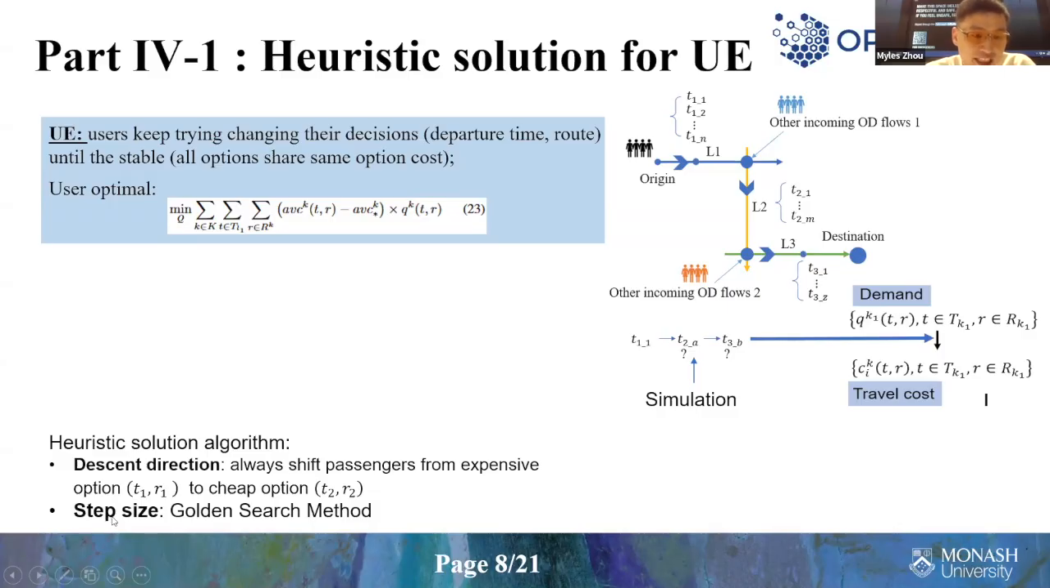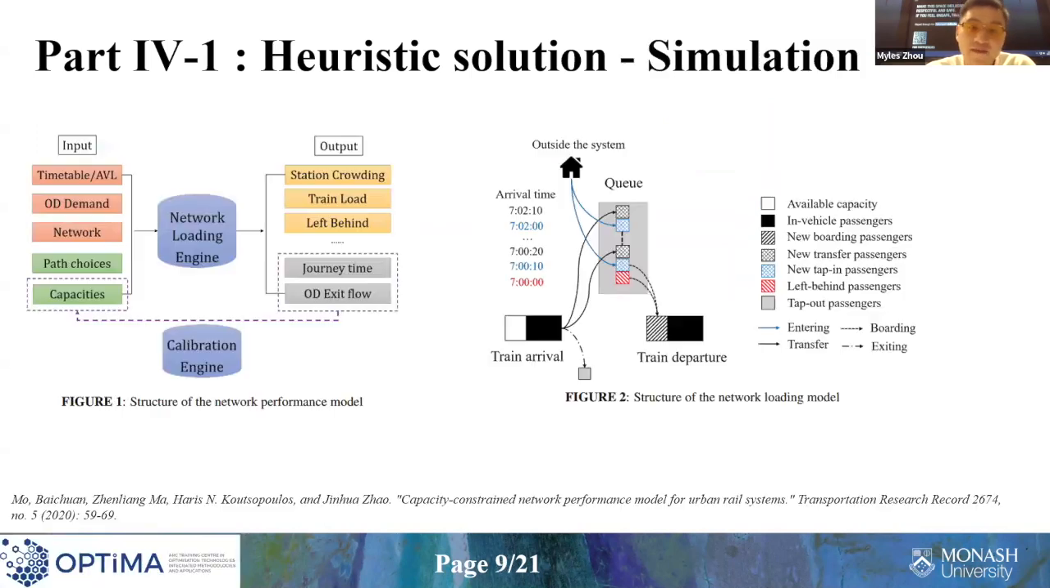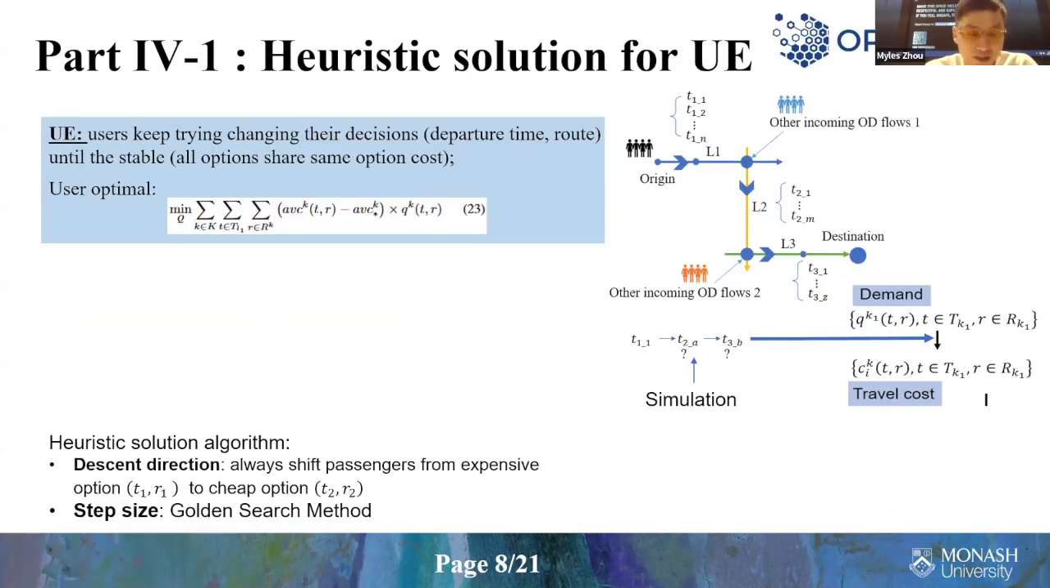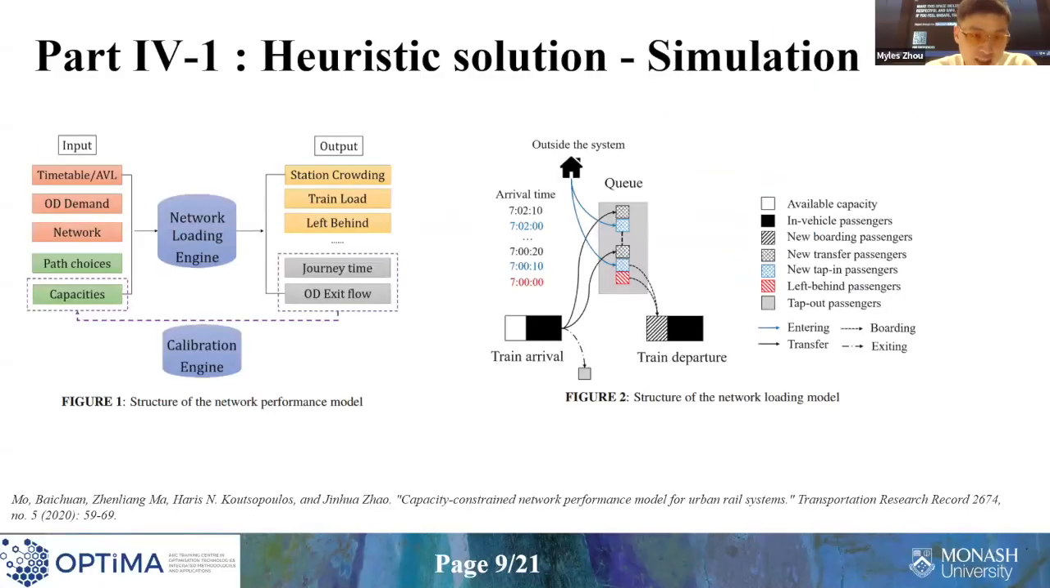The step size is decided by the golden search method, where we find a specific step size for each OD pair and each option T and R. If the gap is huge for a specific T and R, we will increase the step size. Then we can find the user equilibrium solutions that minimize the total system difference.